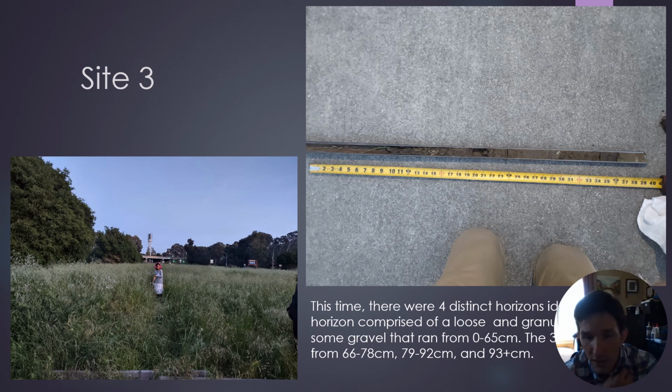We identified 4 horizons. We identified a horizon that was quite extensive. It ran from 0 to about 65 centimeters. It was granulated, and as you can see, also compressed quite a bit as we were driving the soil probe. Then we had 3 relatively distinct B horizons. One ran from 66 to 78, from 79 to 92, and 93 plus centimeters.